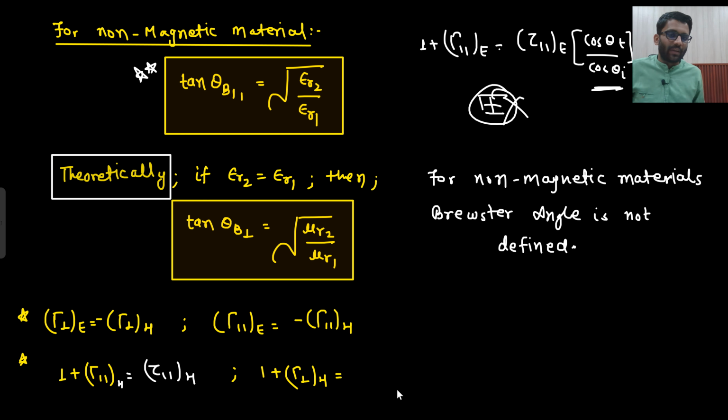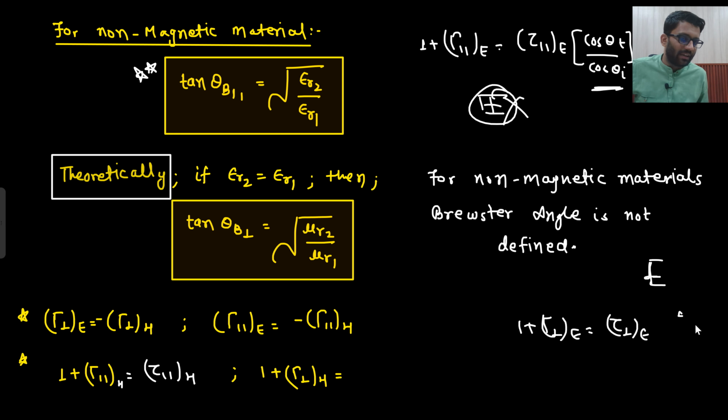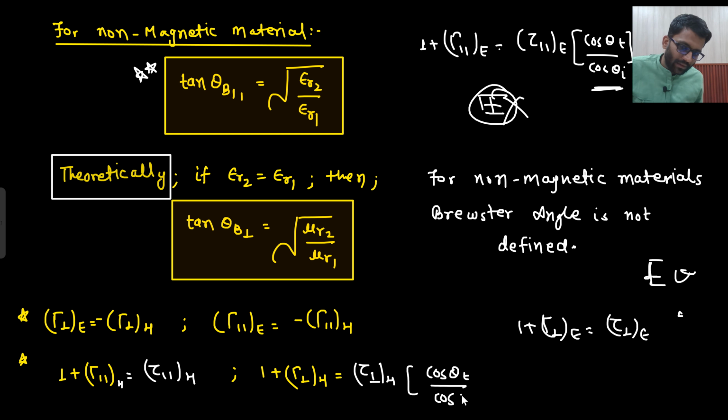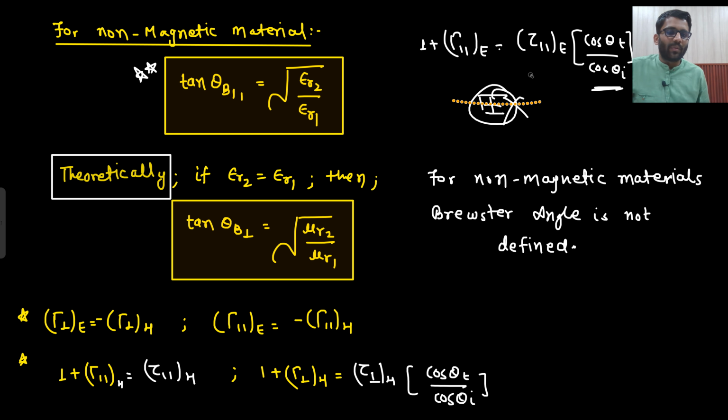And what do you think will happen here? 1 plus gamma perpendicular E is equal to tau perpendicular E. Nothing was coming. Why nothing was coming? Because this was perpendicular, so E can be made very easily. So E is happy, so nothing is coming. Now if you write down for magnetic field, then something will come. And what will come? That you already know. Cos theta T divided by cos theta I. Say yes or no. Will you be able to remember this point?